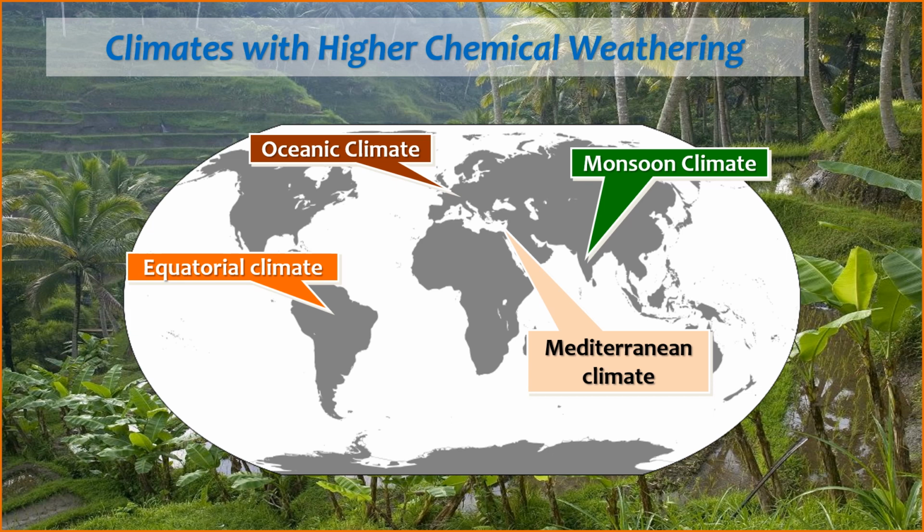4. Equatorial regions. Areas near the equator often experience high temperatures and consistent moisture, promoting both physical and chemical weathering. The combination of warmth and humidity accelerates the decomposition of rocks.